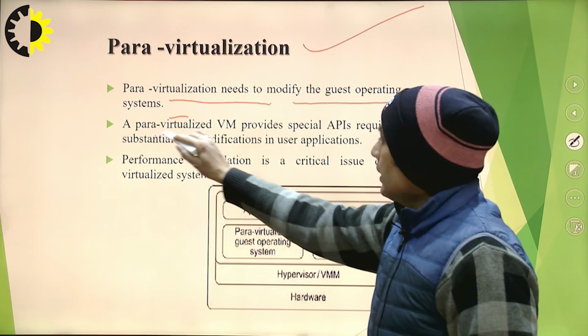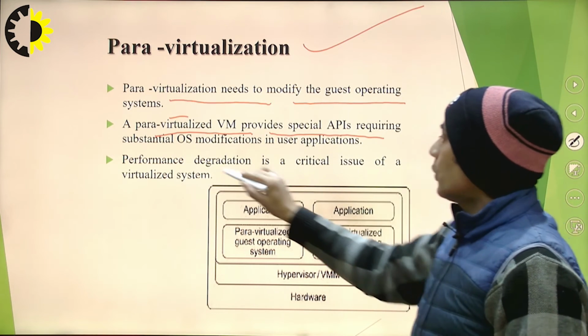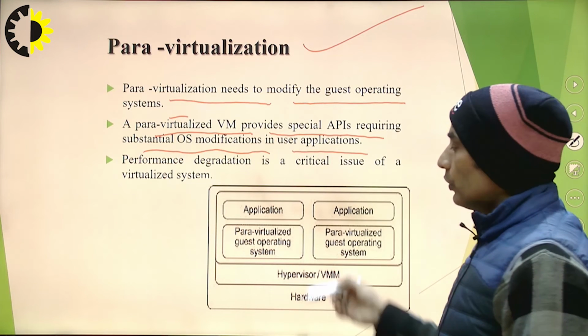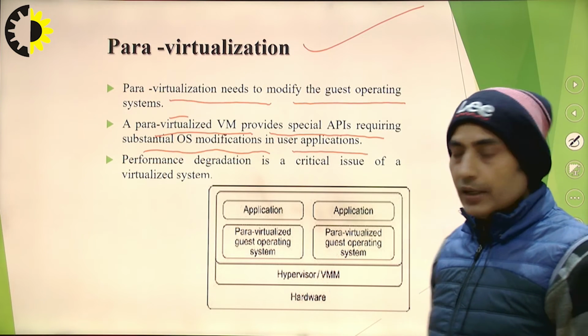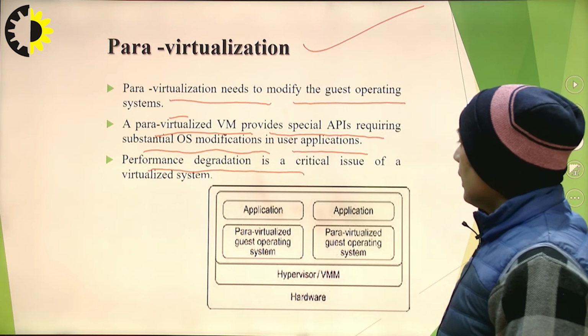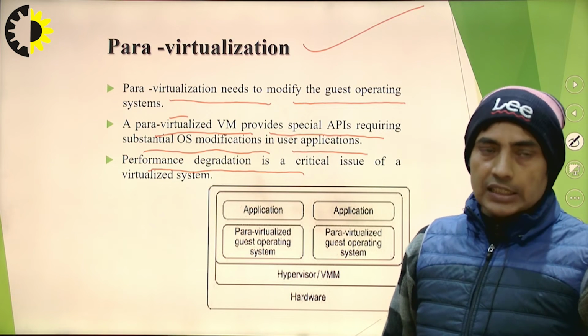So, para-virtualization VMs provide special APIs, requiring substantial OS modification in user applications. So this uses a special type of APIs, interfaces. Performance degradation is a critical issue of the virtualized system. Here also performance degradation is there.